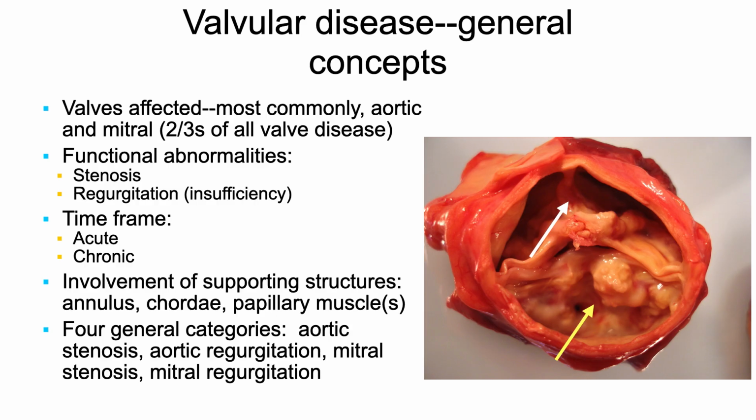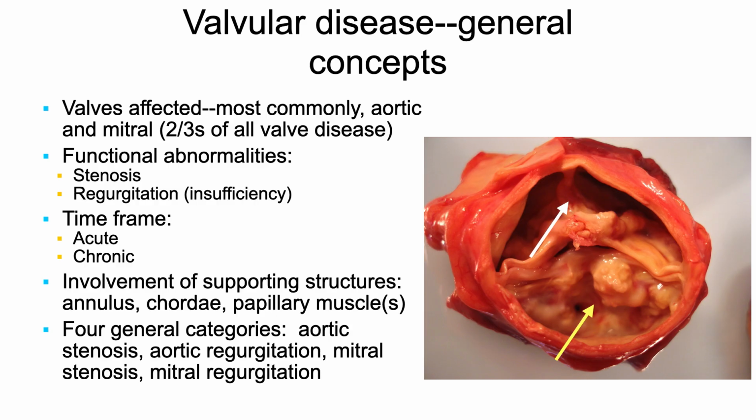Usually when we think about the valves, we think about the leaflets or the cusps, but also remember the annulus, especially the mitral annulus, the chordae, the papillary muscle, and other things like that that play a role in the working of that valve. If you have damage to those too, it can affect how it works. So basically the 4 categories we'll work on most are aortic stenosis, aortic regurgitation, mitral stenosis, mitral regurgitation.